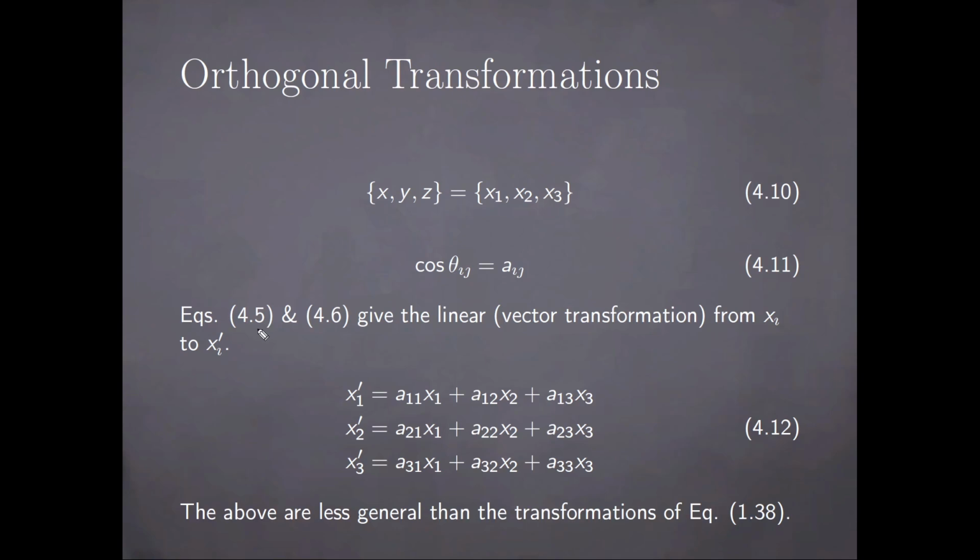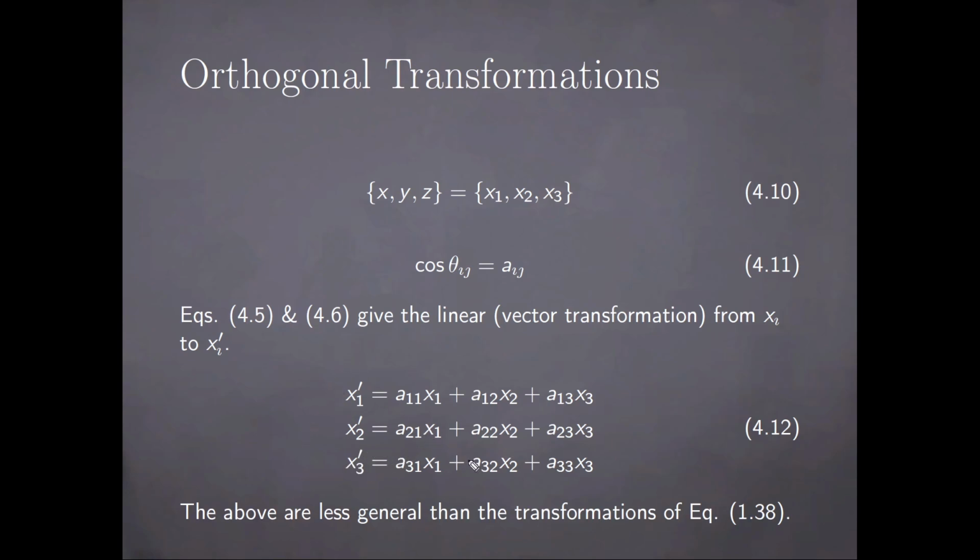Now, previously we have obtained the sets of equations 4.5 and 4.6, which give the linear or vector transformation from the laboratory coordinates to the primed coordinates, and they are given in the form here. So they are the primed coordinates. Each of them is given as a linear combination of the laboratory coordinates, having the a's as coefficients.